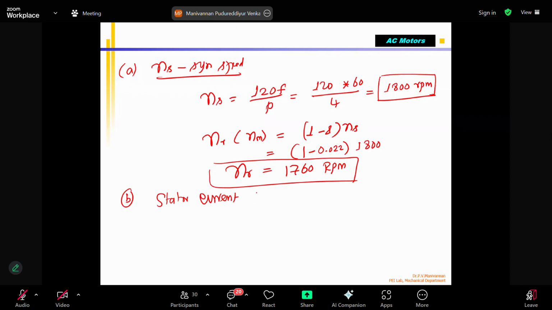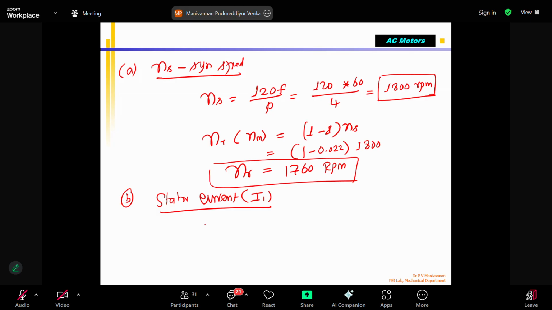We know stator current is given as I1. We need to find it out. To find this, the first thing is they have not given the equivalent impedance. What they have given is X1, R1 and R2, X2. So first we need to find the equivalent impedance to find this I1.